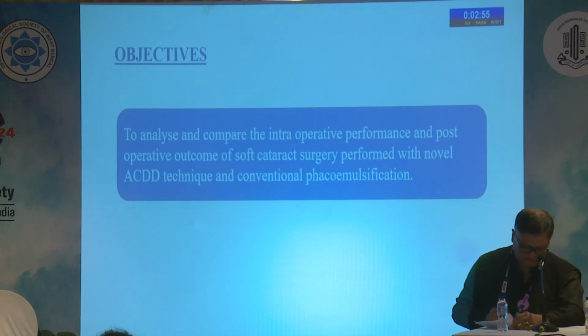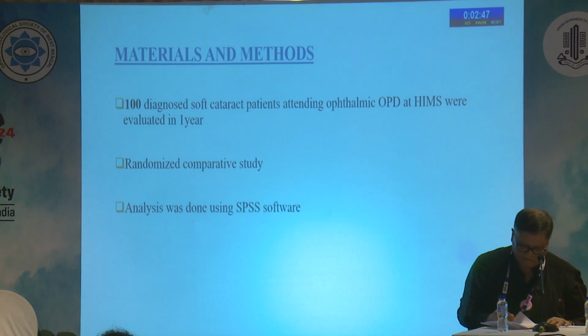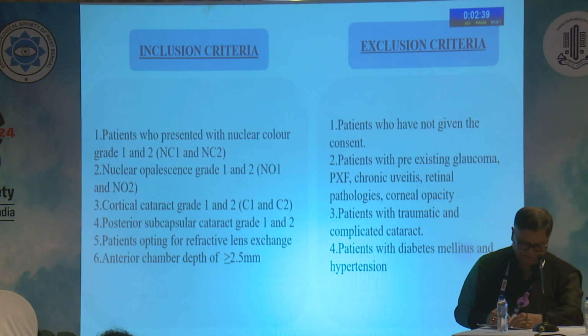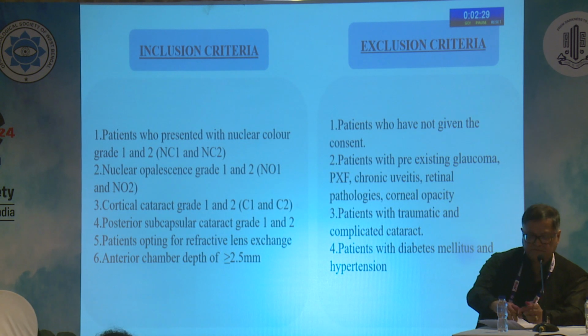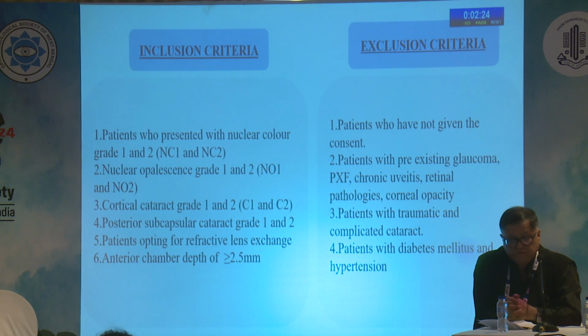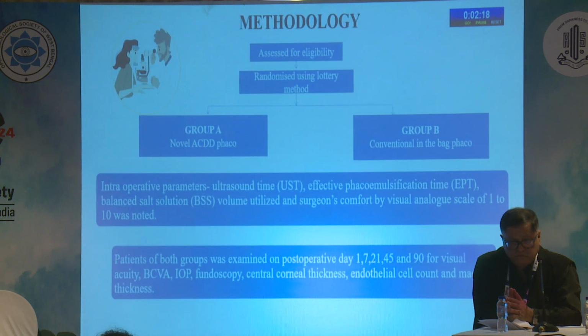The objective of this study was to analyze and compare the intraoperative performance and postoperative outcome of soft cataract surgery performed with the ACDD technique and conventional phaco. It was a randomized comparative study with a sample size of 100 patients. We included nuclear color grade 1 and 2, opalescence grade 1 and 2, cortical cataract of grade 1 and 2, posterior subcapsular cataract of grade 1 and 2, and anterior chamber depth of more than 2.5 mm. Patients with pre-existing glaucoma, PXF, chronic uveitis, retinal pathologies, traumatic cataract, complicated cataract, and comorbidities like diabetes mellitus and hypertension were excluded from the study.